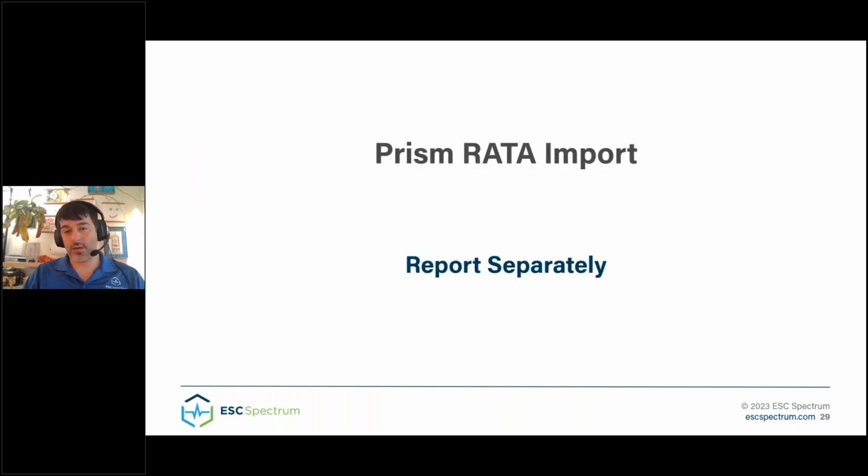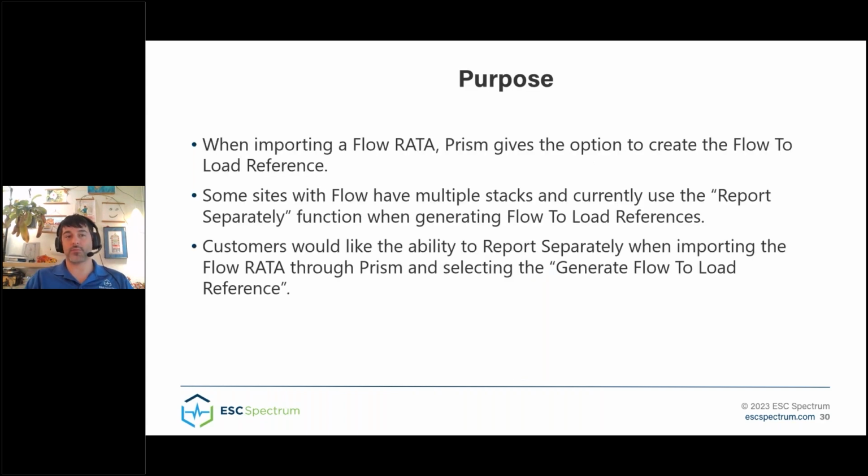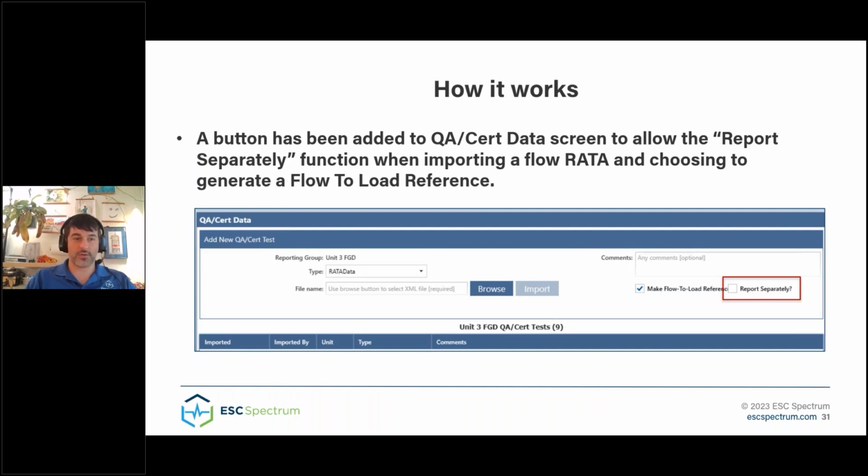Prism RADA import. We added the ability to report separately. So when importing a flow RADA, Prism gives the option to create a flow to load reference. And some sites with flow have multiple stacks and currently use the report separately function when generating flow to load references. And so customers wanted the ability to report separately when importing the flow RADA through Prism and selecting the generate flow to load reference. So the way you would use this feature is here on the QA cert. You can check that little box for report separately.